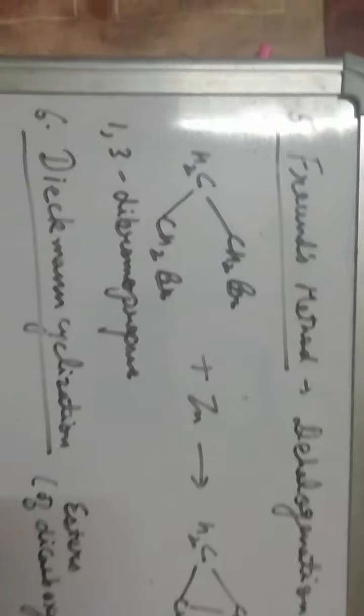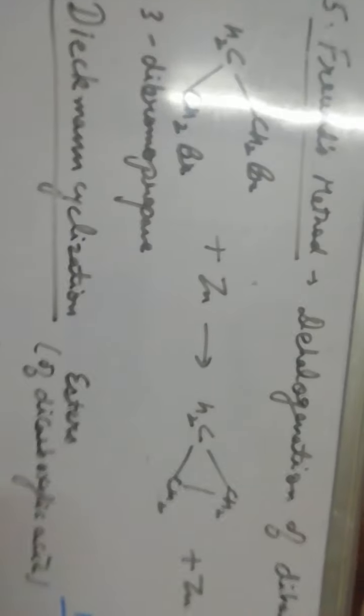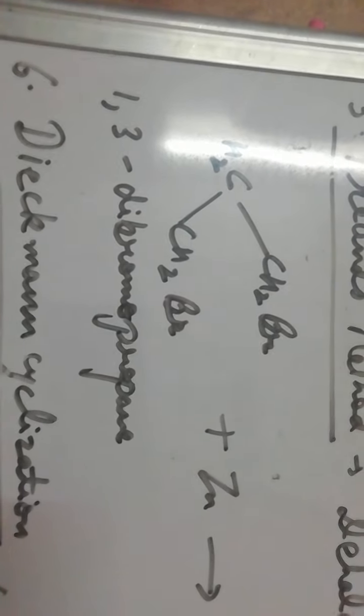Next method of formation is Wurtz's method. It involves dehalogenation of dihalogen derivatives of alkane. For example, this is alkane and its dihalogen derivative, that is 1,3-dibromopropane. It reacts with zinc, and we will get this cyclopropane plus zinc bromide.